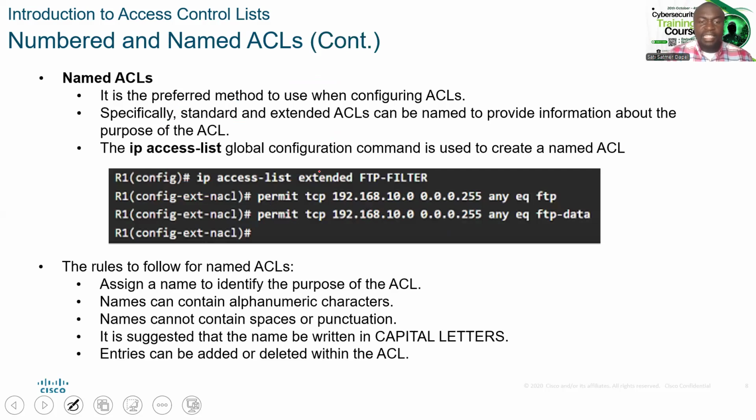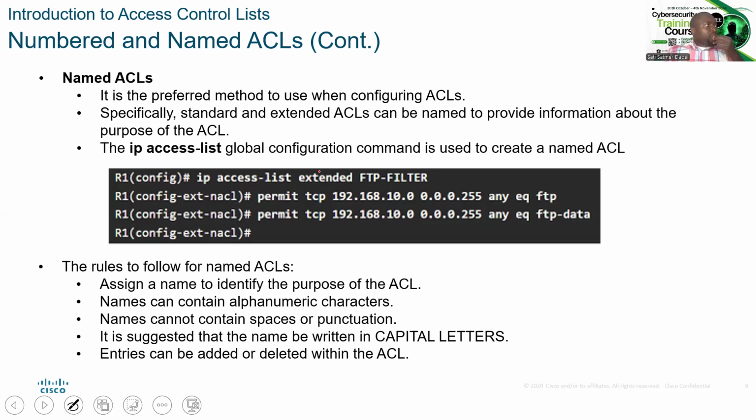Now, the named access list is the preferred method to use when configuring access lists. Specifically, standard and extended access lists can be named to provide information about the purpose of the access list. The IP access list global configuration command is used to create a named access list.